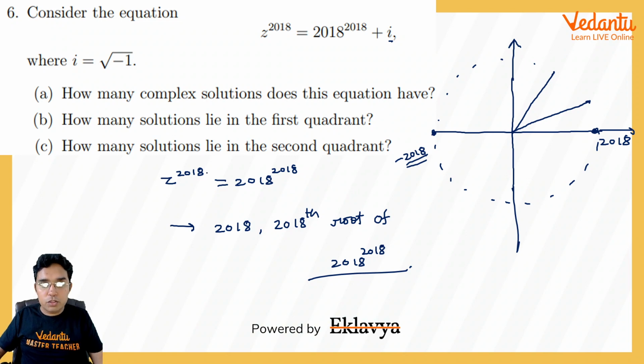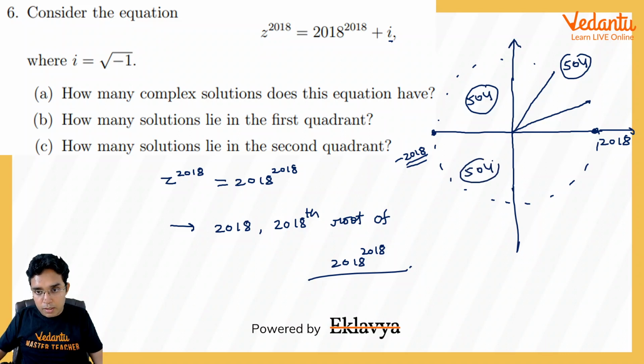So among these 2018, two are real roots. So the remaining 2016 roots will be equally distributed in these four quadrants. So there will be 504 roots in the first quadrant, 504 roots in the second quadrant, 504 roots in the third quadrant, and 504 roots in the fourth quadrant. I am talking about this only.